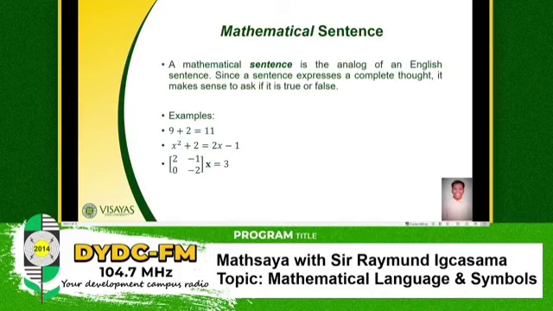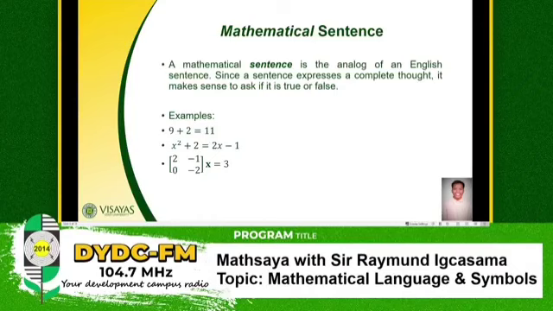Another example: x squared plus 2 equals 2x minus 1. If you are going to directly answer my question, you cannot say that it is true or false, because you have to find first the value of x, our variable. Using mathematical methods, solving for the value of x, after the solution you might say, yes, this one is a sentence. But you are not yet sure if this is true or false. You can say that it is true or false only if you solve for the value of x. Then you are sure of your answer.